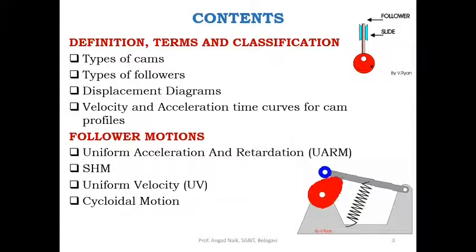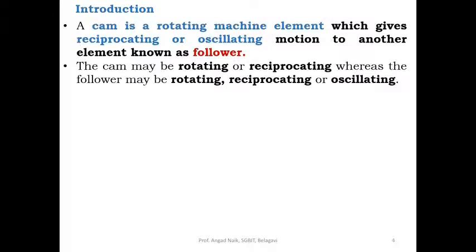Let's see the definition of a cam. Introduction. A cam is a rotating machine element which gives reciprocating or oscillating motion to another element known as follower. So in the previous slide there was a red part which was cam and the vertical structure is follower. We'll visualize an animation on this.